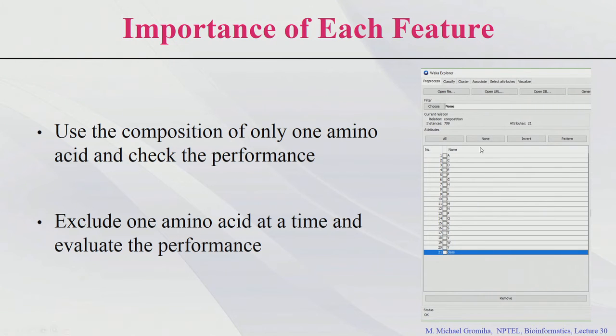Likewise, you can do all the 20 one by one, removing one amino acid and then seeing which amino acids are not very important for classification, right. Then you will have 19 if you remove one, then again you try the other ones. So, again among the 19 you can try to eliminate one.